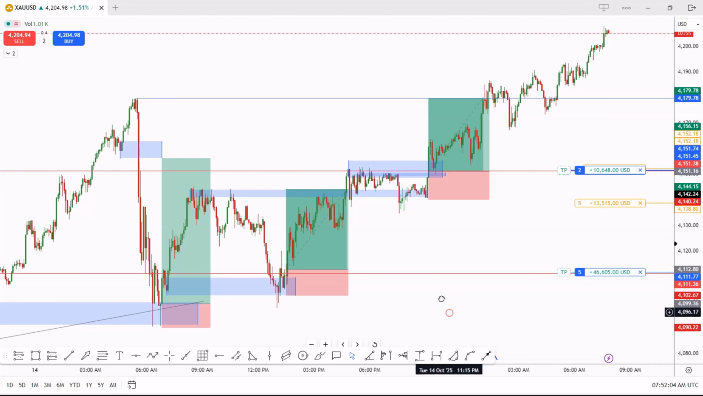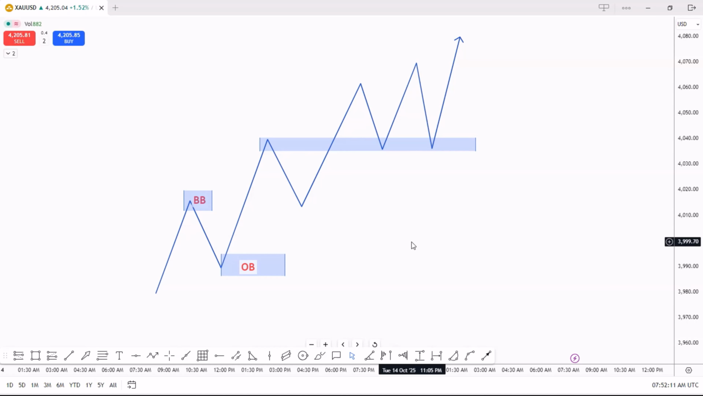Now, these are the only two levels I use to add on to my trade. No matter how the trend is moving, these two levels are present. One, an order block. Two, a breaker block. Only these two levels are what I use to execute my trade or add on to my trades.